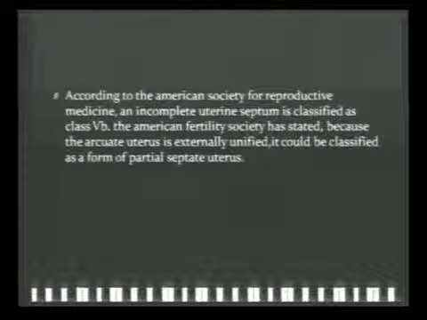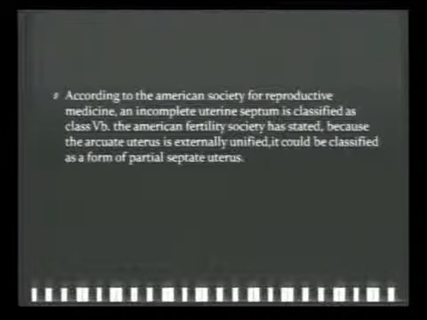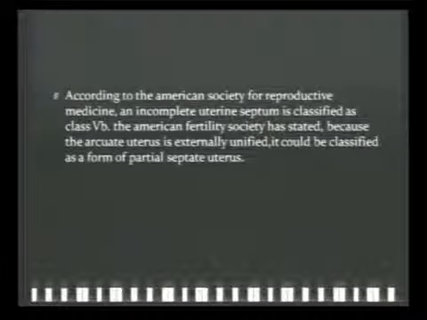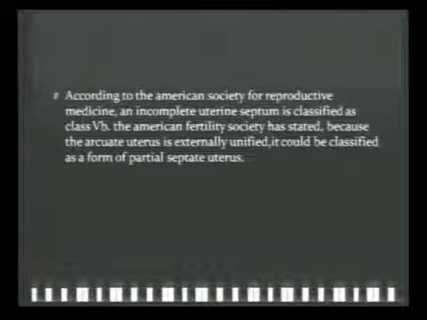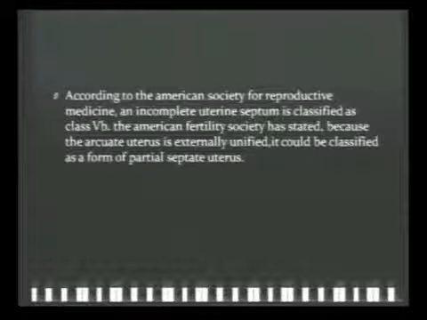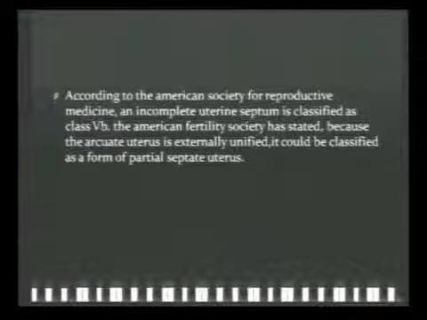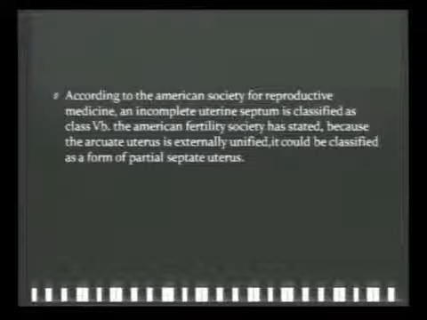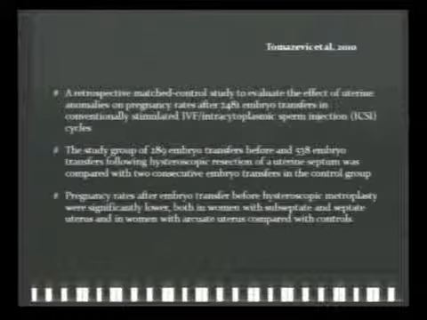However, there are conflicting results regarding the presence of a septum as an etiologic factor of infertility. We all know, according to the American Society for Reproductive Medicine, an incomplete uterine septum is classified as class 5 or an arcuate uterus as class 6. The American Fertility Society has stated that because the arcuate uterus is externally unified, it could be classified as a form of partial septate uterus. So, what's the importance of arcuate uterus in IVF success or IVF results?